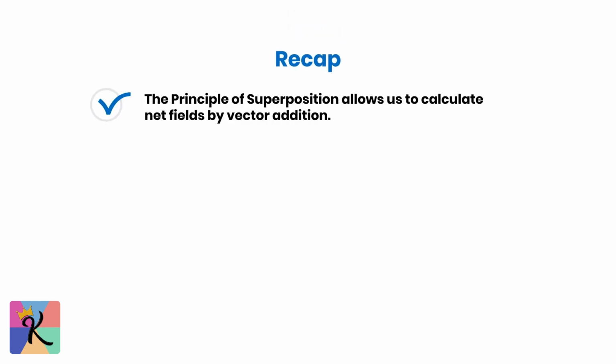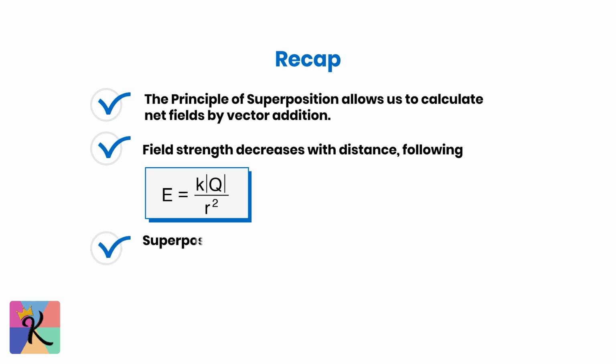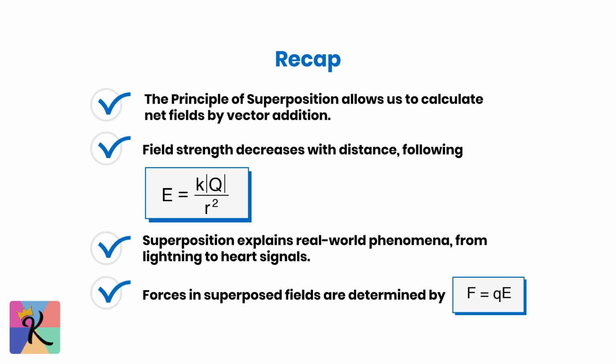Let's recap. The principle of superposition allows us to calculate net fields by vector addition. Field strength decreases with distance, following E is equal to kq over r squared. Superposition explains real-world phenomena, from lightning to heart signals. Forces in superposed fields are determined by F is equal to QE.